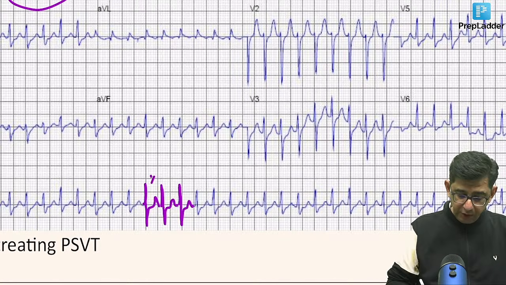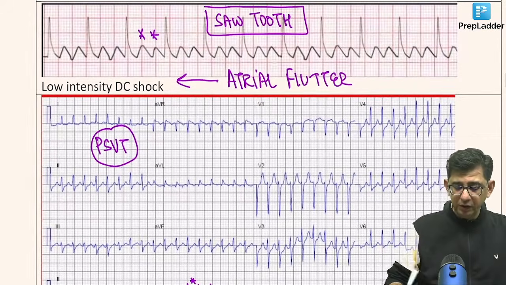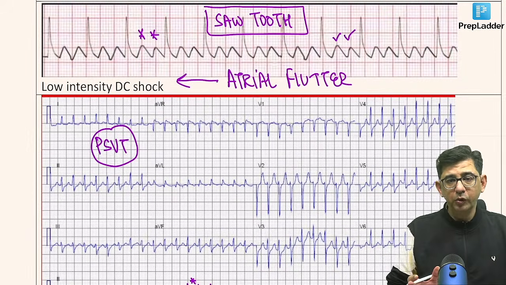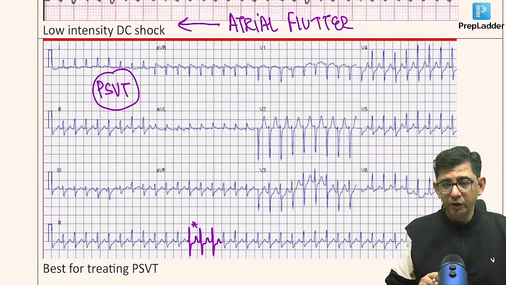single wave present. In atrial flutter, there were at least two waves that you could see. It could be 3 also, it can be 4 also, but when it comes to PSVT in a patient, it is a single wave that would be present.